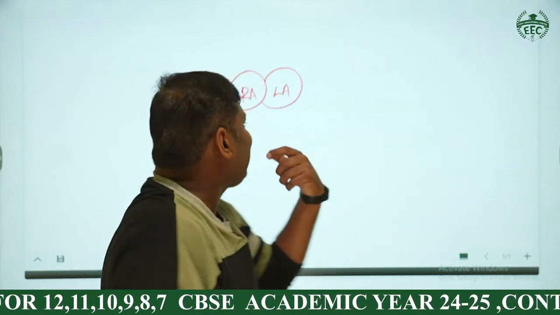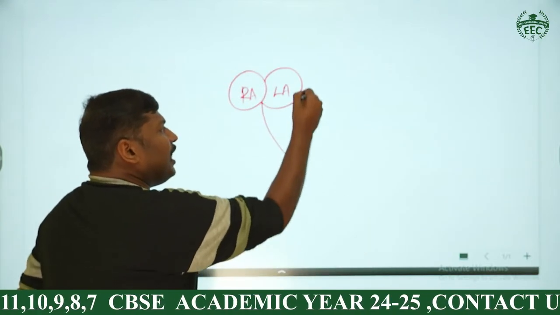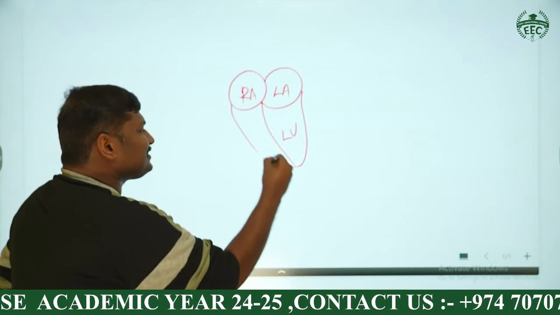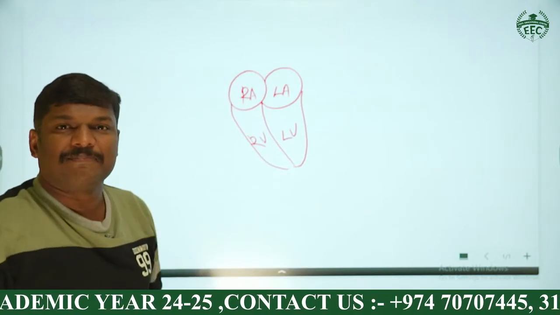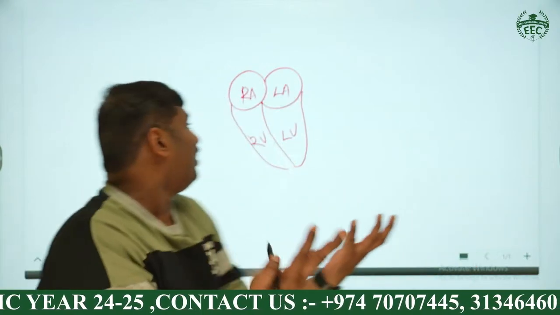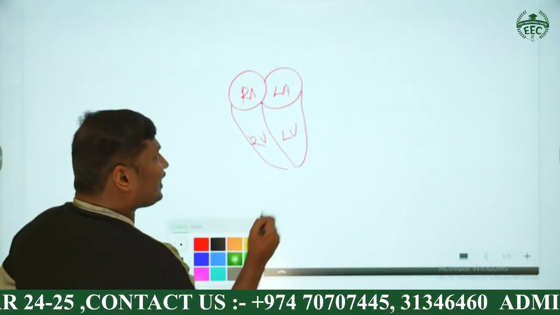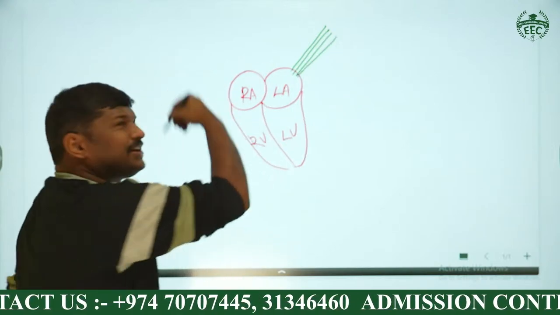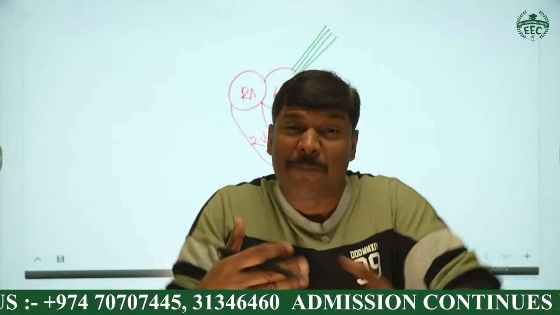The left atrium and right atrium, and just on the bottom you can see the left ventricle, and here the right ventricle. So our heart is four-chambered. All of you look at the board, my dear students. Here you can see the oxygenated blood is coming. Oxygenated blood, what do you mean by oxygenated blood?